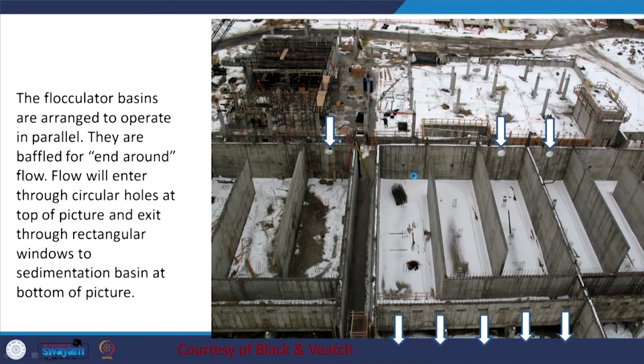So, baffled channels, let us see. The flocculator basins are arranged to operate in parallel, all 3 are parallel. They are baffled for end and around. Flow will enter through the circular holes at the top of the picture and exit through the rectangular windows to the sedimentation basin at the bottom of the picture. You can see this flow is coming through here, water will come this way, end and around, and then it will exit here.